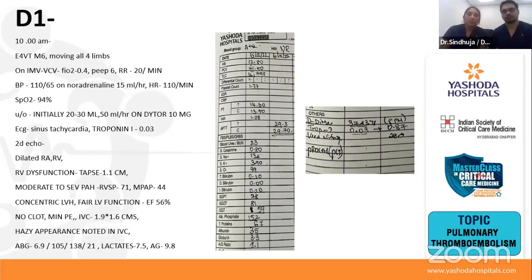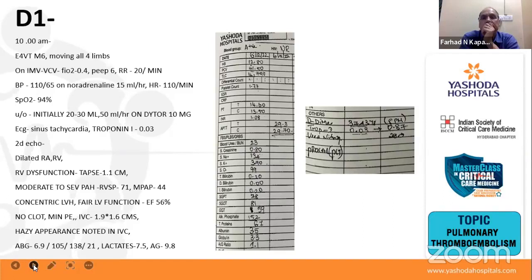Okay. CTPA showed. Next slide. Did you all do a Doppler? Compression ultrasound we did, sir. It showed negative for DVT, sir. Compression was present. We have done a compression ultrasound which did not show any deep vein thrombosis.